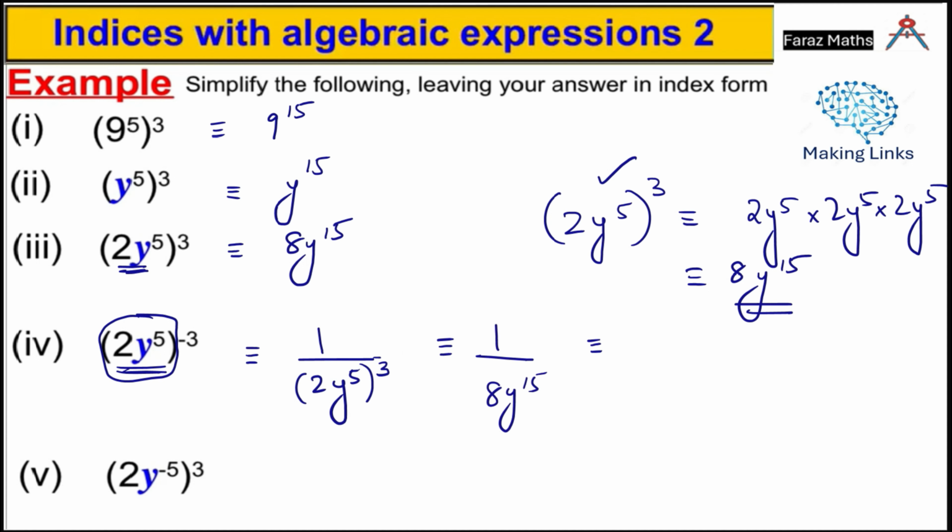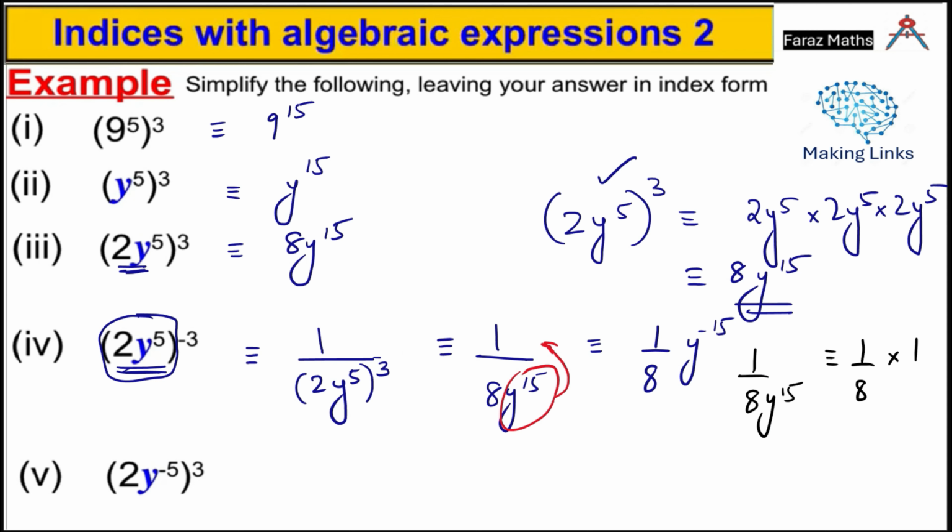Now to write it in index form, you can just shift this y power 15 to the numerator, and that would give you 1 over 8 y to the power of negative 15. Because 1 over 8y15 is basically 1 over 8 times 1 over y15, and if you shift it to the numerator, it will look like this: 1 over 8 times y to the power of negative 15. Or you can simply remove the multiply sign and write it in this way.